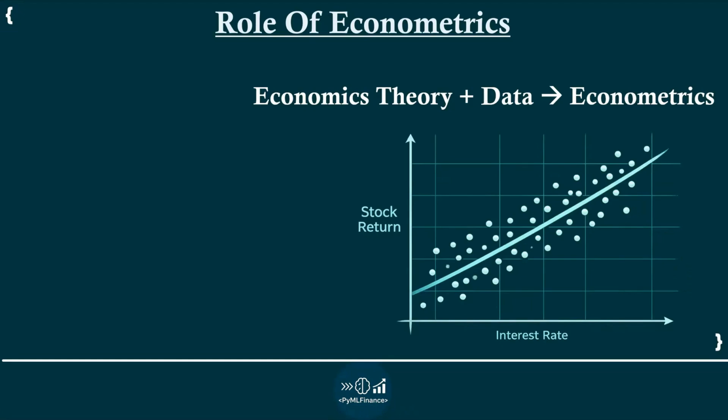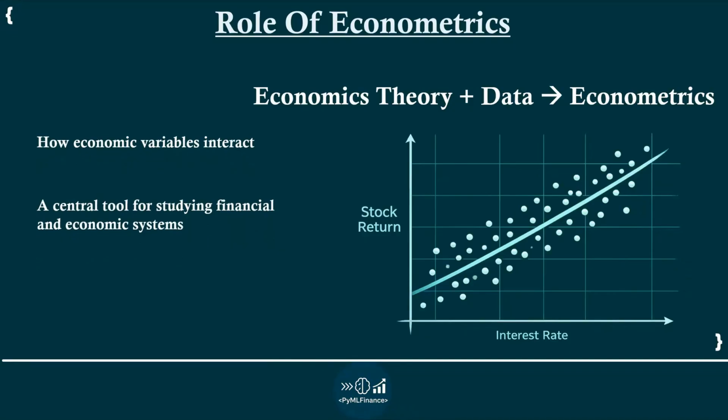Econometrics occupies a special position. It combines economic theory with data analysis. So instead of focusing only on description or prediction, econometrics tries to understand how economic variables interact. This makes it a central tool for studying financial and economic systems.